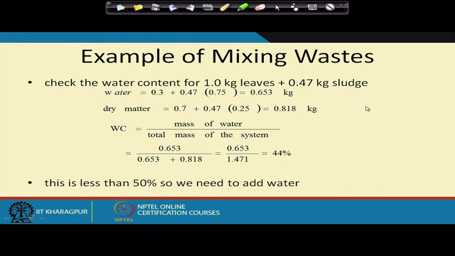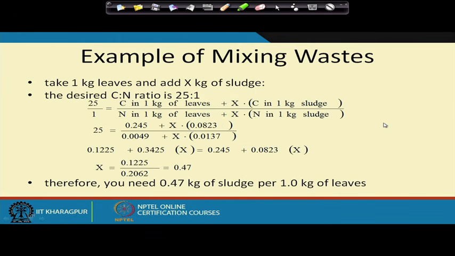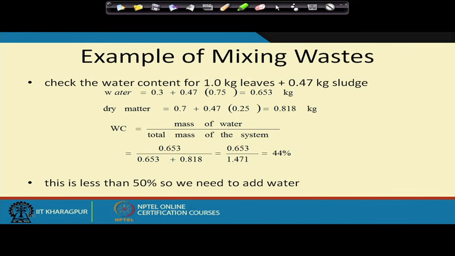Then check the water content. Once you have the carbon nitrogen ratio, you know that you need 0.47 kg of sludge per 1 kg of leaf. But what about the water content? Because we need a certain amount of water as well. So check the water content for 1 kg leaves plus 0.47 kg of sludge. Here we get around 0.653 kg water, and the dry matter is 0.818 kg.